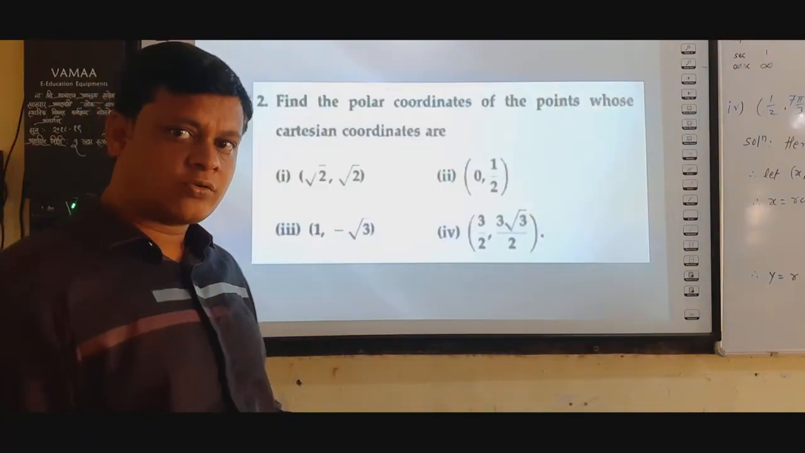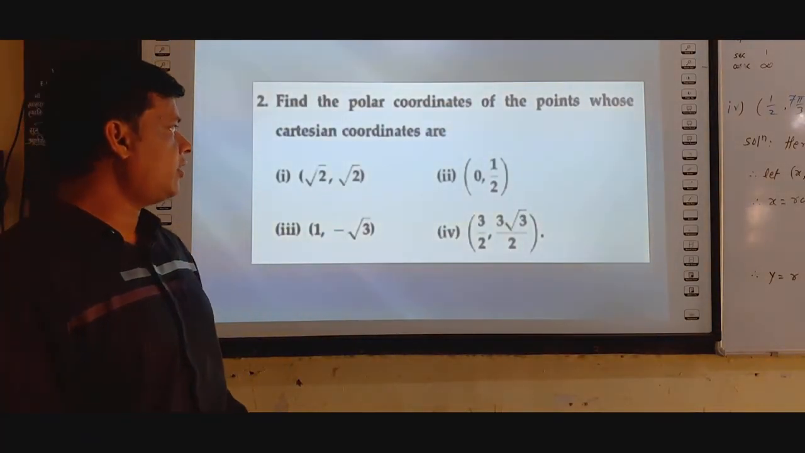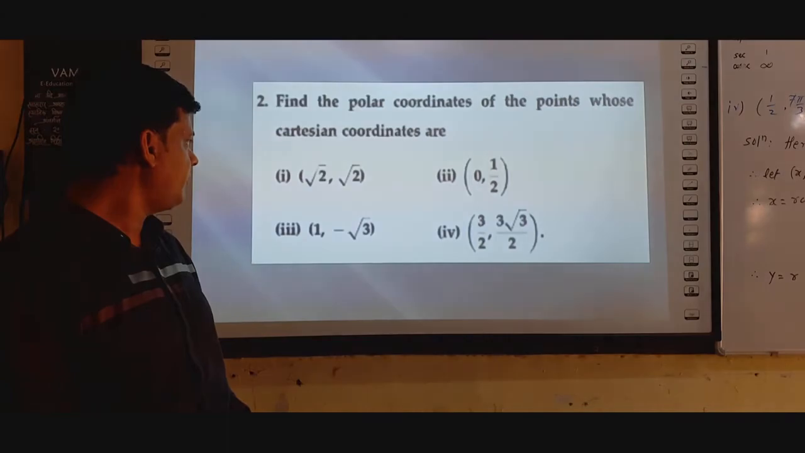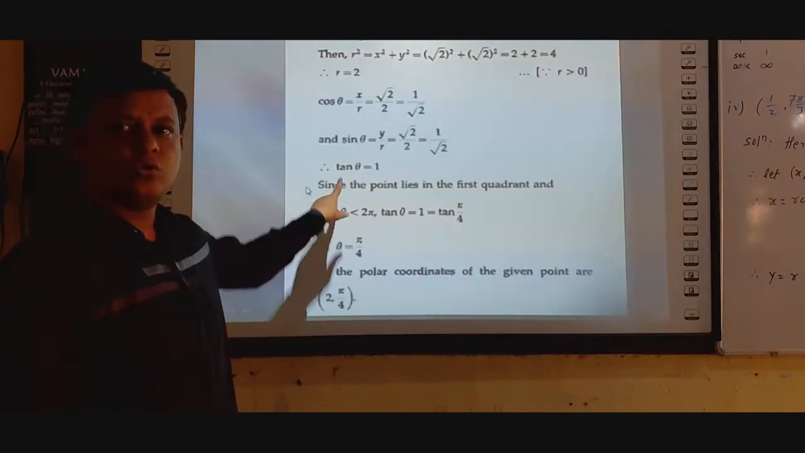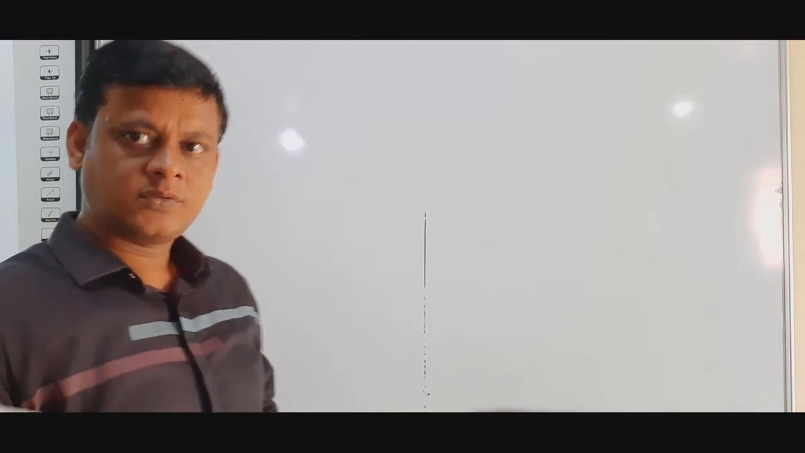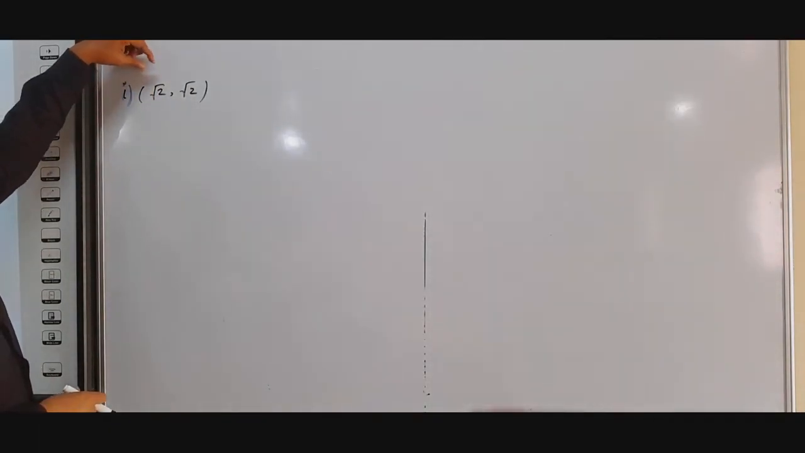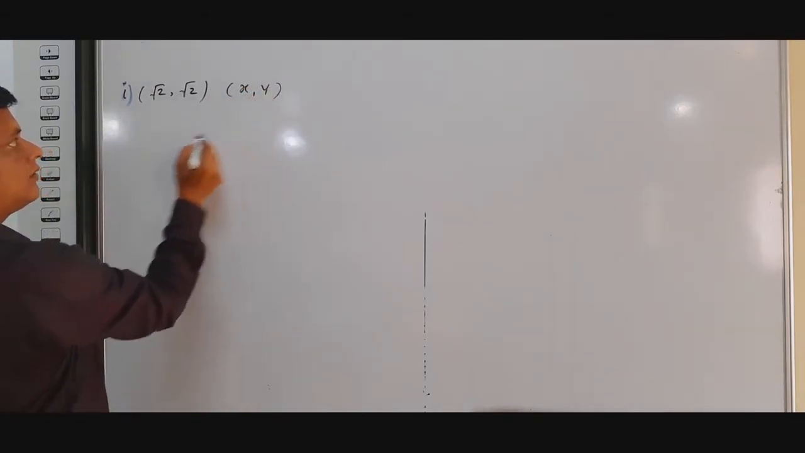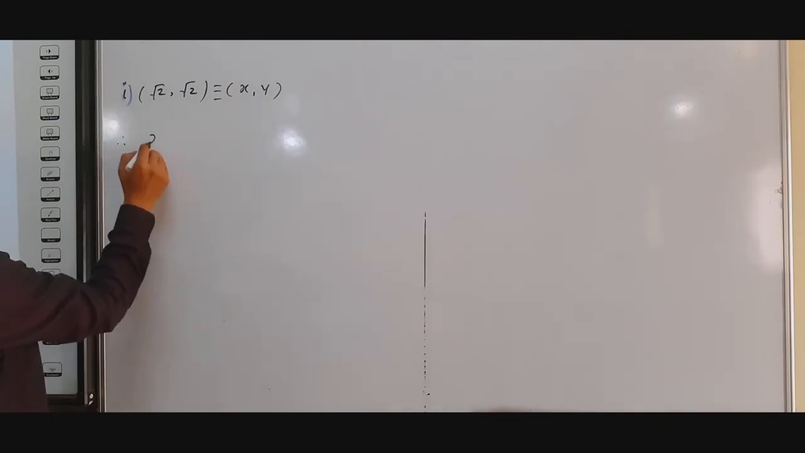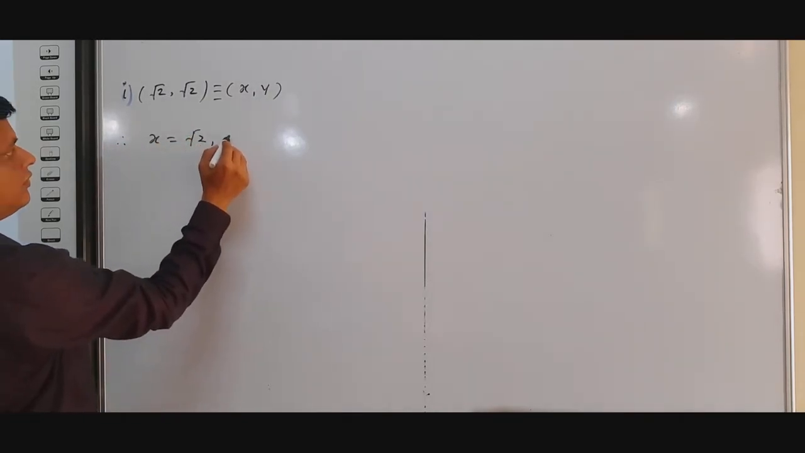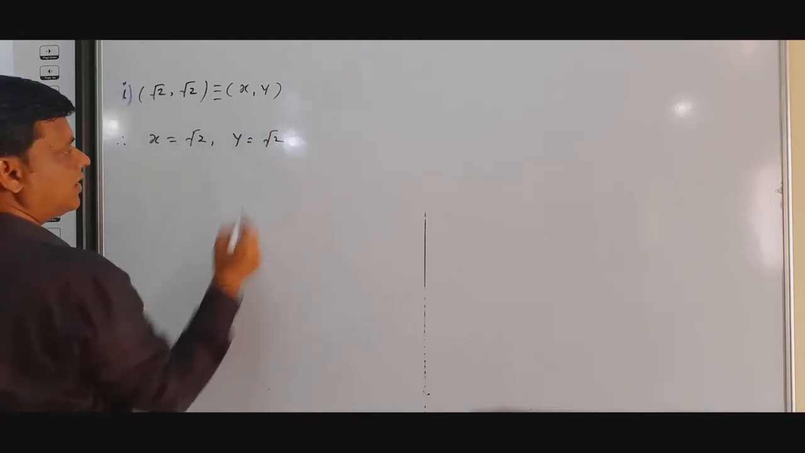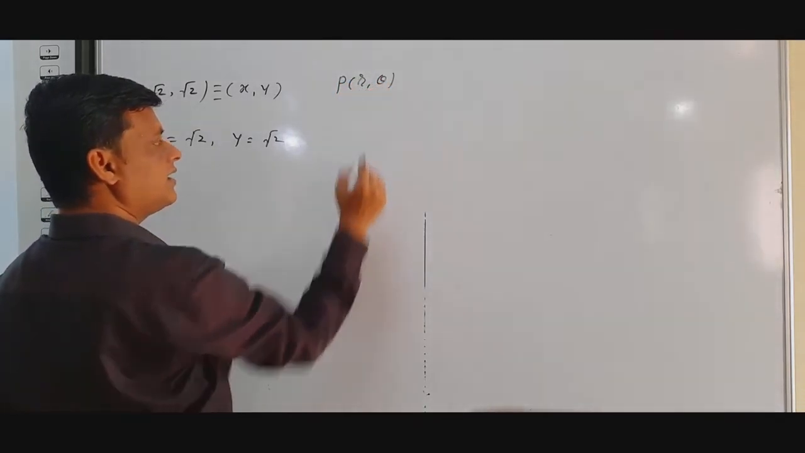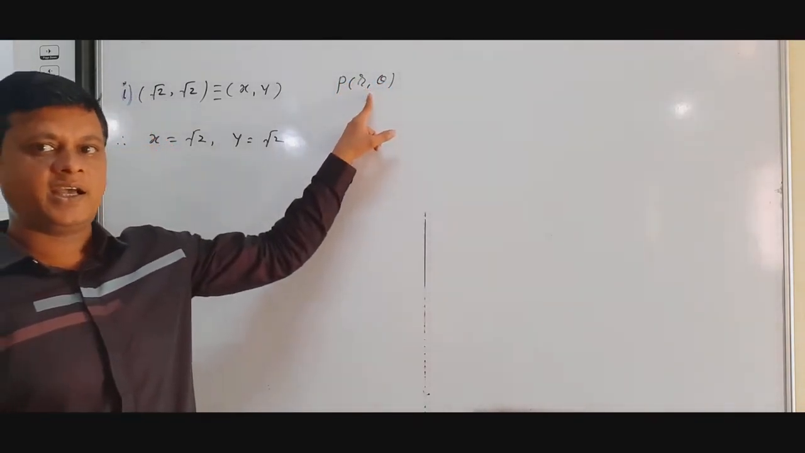Now next question is: find the polar coordinates of the points whose Cartesian coordinates are given. So first we see the problem having coordinates (√2, √2). These are in Cartesian form, so we compare with (x, y). Therefore, x is equal to √2, y is equal to √2. Now we have to find the polar coordinate form, that means P(r, theta). That means we have to find the value of r and theta.